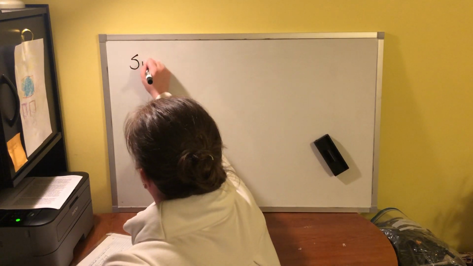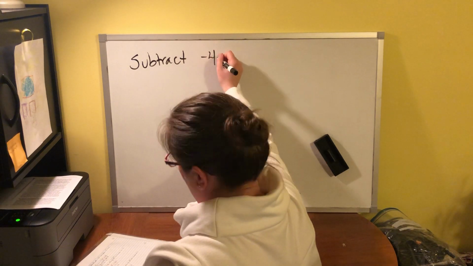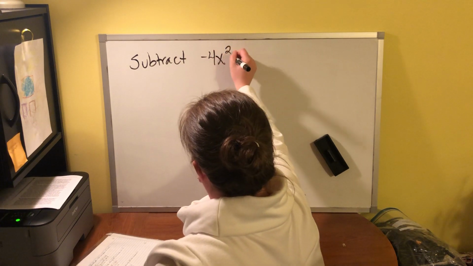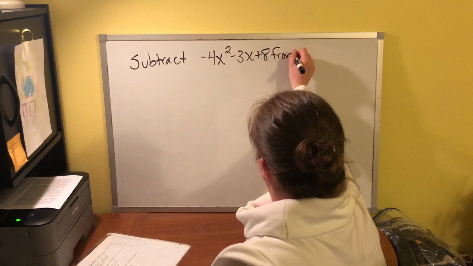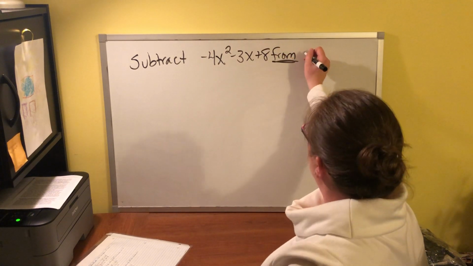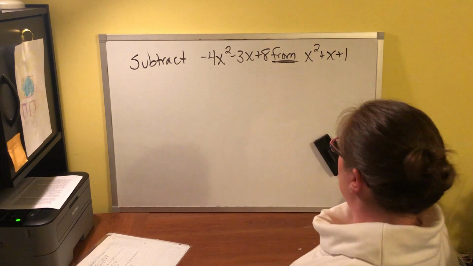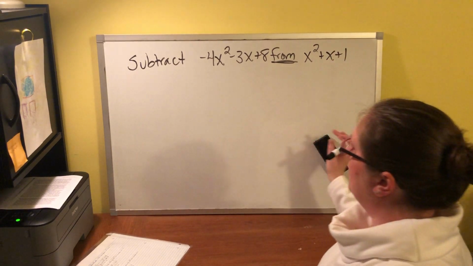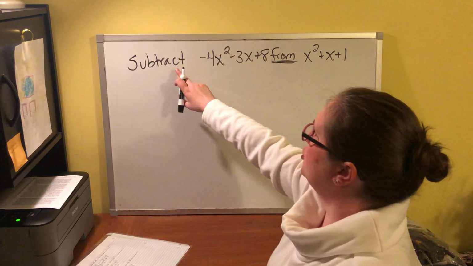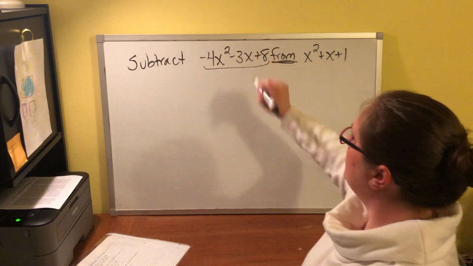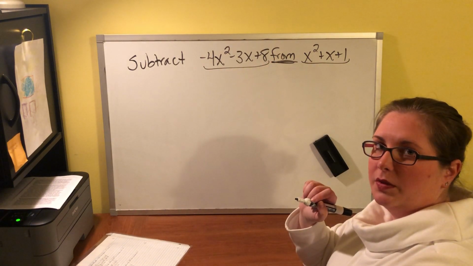They may tell you to subtract negative 4x squared minus 3x plus 8 from x squared plus x plus 1. You need to pay attention to the wording. This says to subtract this polynomial from this polynomial, okay?